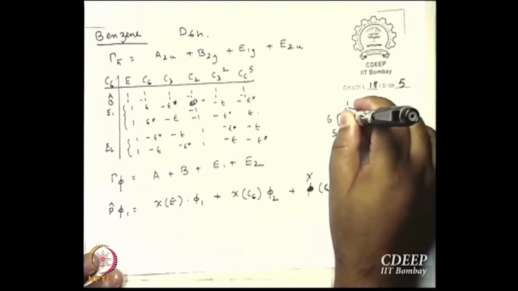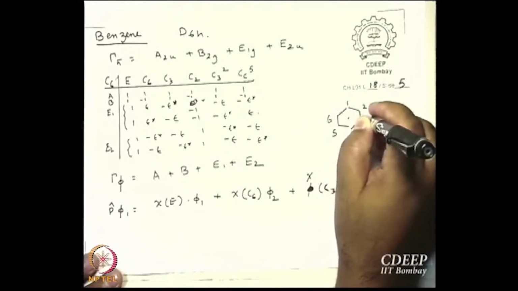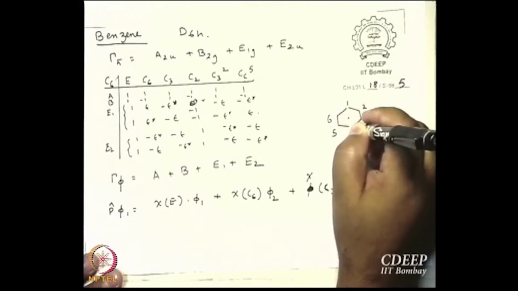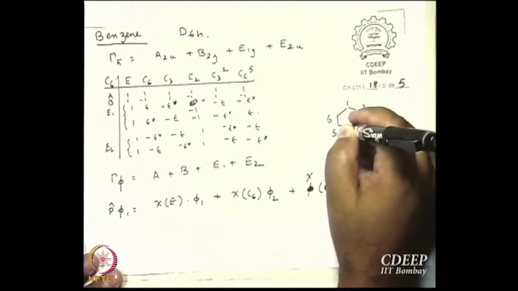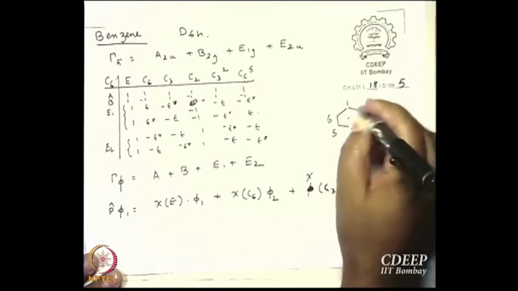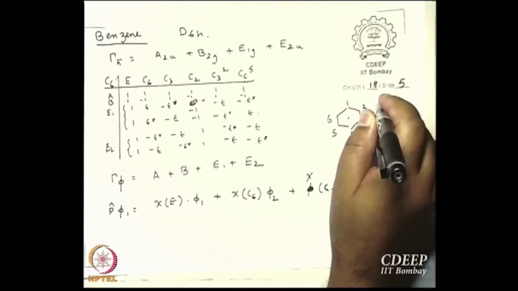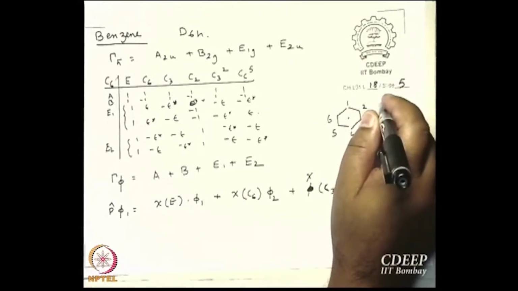This is C6: you rotate once, you go from 1 to 2; rotate twice, go from 1 to 3; rotate thrice, go from 1 to 4; rotate 4 times, go to 5; rotate 5 times, go to 6; rotate 6 times, come back to 1. Shubhangi, is this okay? Are you all okay with this?